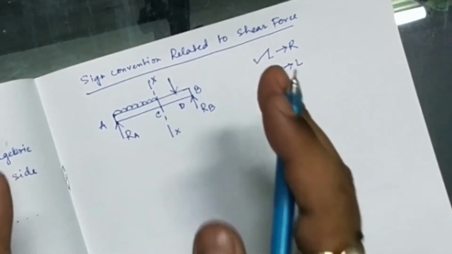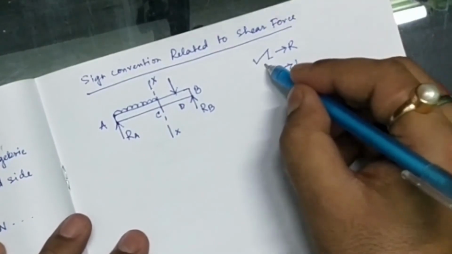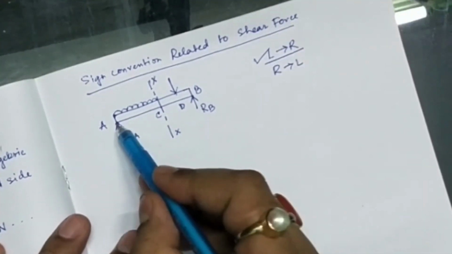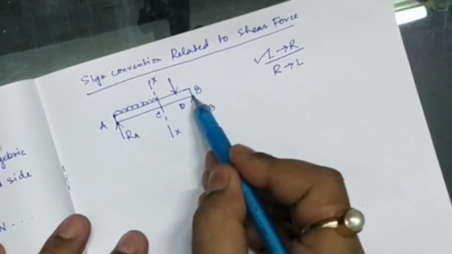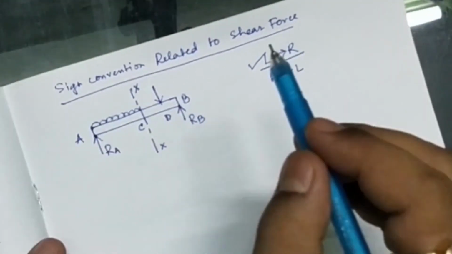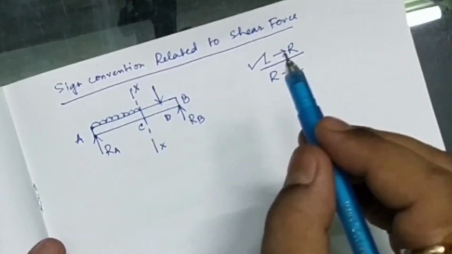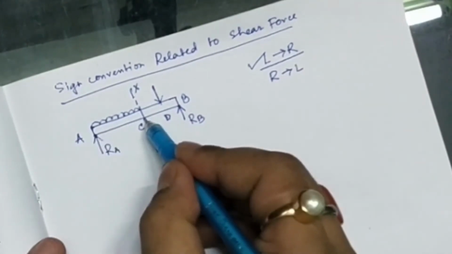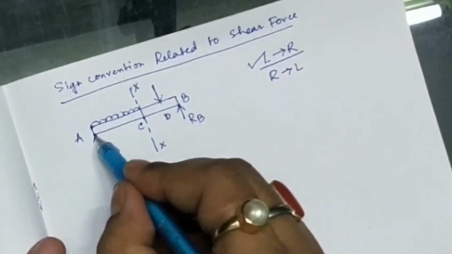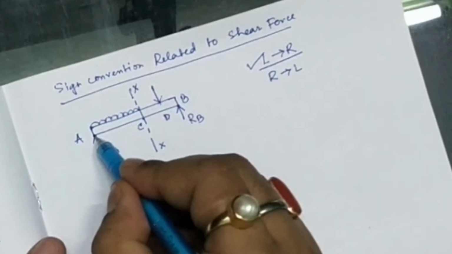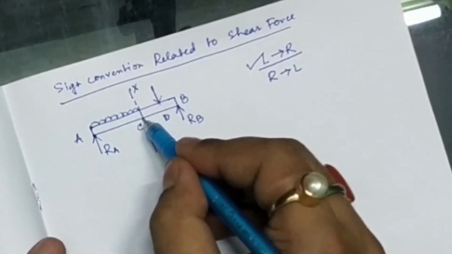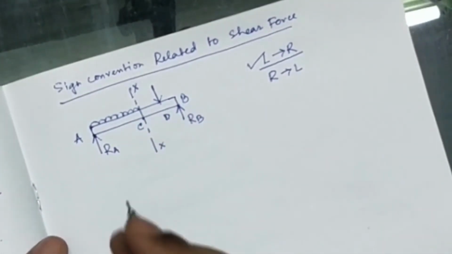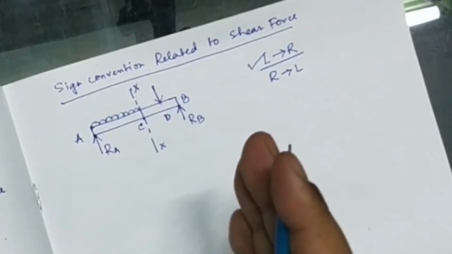Okay, I am repeating this. If you are moving from the left hand side of the beam to the right hand side of the beam, that means from here towards this right hand side, then we will calculate the shear force only between point A and point C, because A is the extreme left end and C is the section where we have considered. C is the point through which we have considered the section.